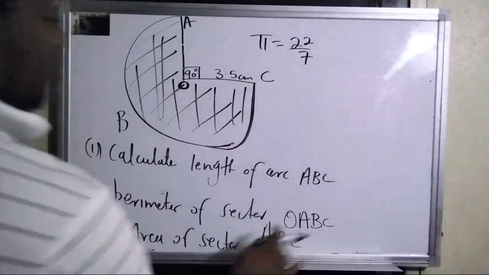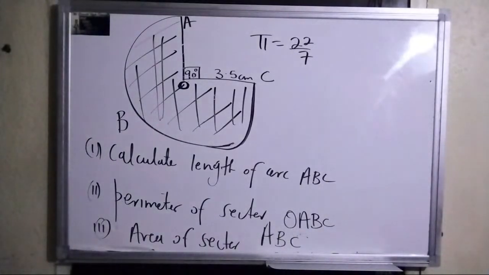Alright. So go ahead and attempt this one. Let me see how well you guys can handle this. Alright. So it says calculate the length of the arc ABC. How do we calculate arc?